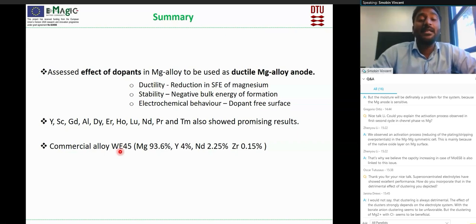And this is a preliminary work for alloy designing. If you want to do multi-component designing, this can be a starting point for the multi-component designing of the ductile magnesium alloy anode.